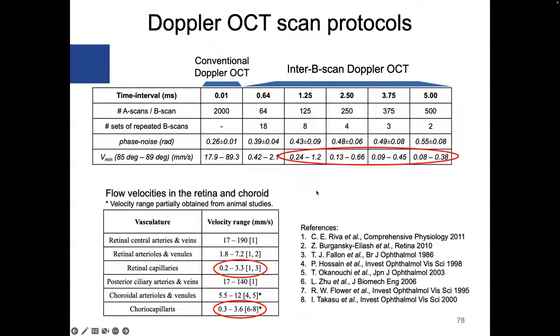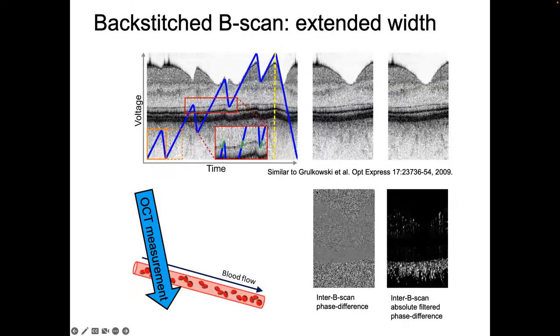Basically, the 2.5 milliseconds delay is the one that really works well. So how do you do that? You have to devise a new scan mechanism where you scan a portion, you jump back, scan it again, and the rescan should be, let's say, 2.5 milliseconds later. Then you continue to scan. You jump back and rescan that area exactly 2.5 milliseconds later. We call that back stitching.